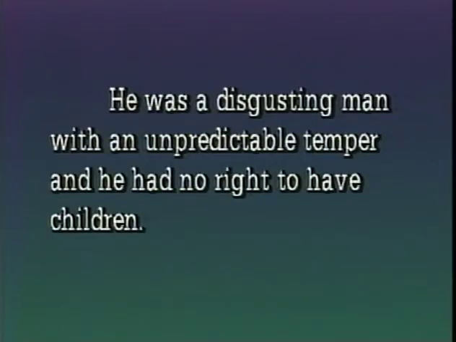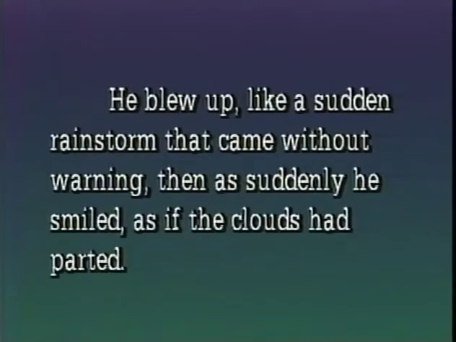The writer made a judgment about the person he was describing, that he was disgusting and had no right to have children. This is an opinion which can't be proved or disproved, even though others might agree with the judgment. The first sentence, however, describes the situation by letting the reader see the unpredictability of the man's temper. The sentence describes how the man's temper can come and go without warning or provocation.